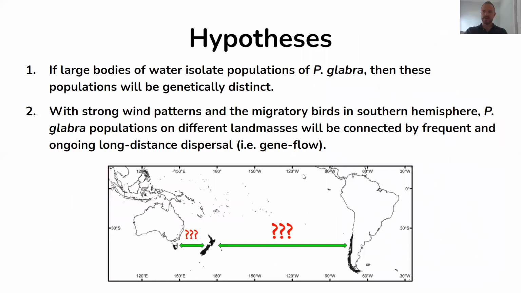So I have 2 hypotheses. One is that large bodies of water, such as the Tasman Sea and the Pacific Ocean, are going to sufficiently isolate populations so that they'll be genetically distinct. However, with strong wind patterns and migratory birds present down in the Southern Hemisphere, we should also see evidence for long distance dispersal.